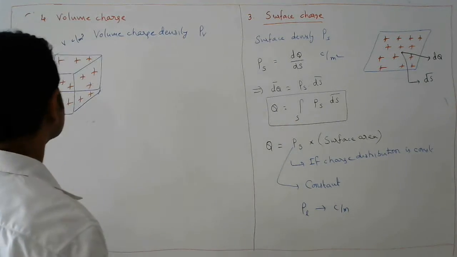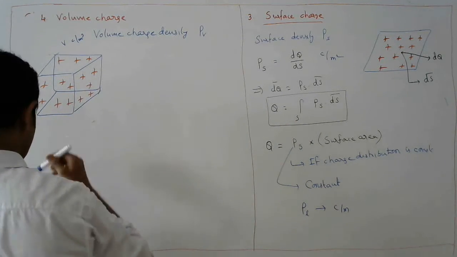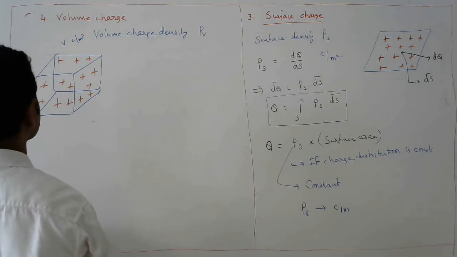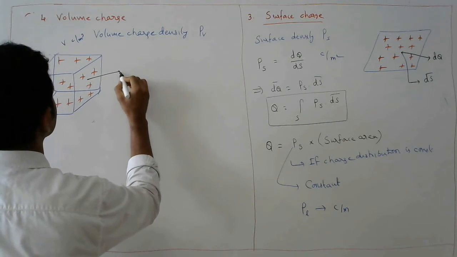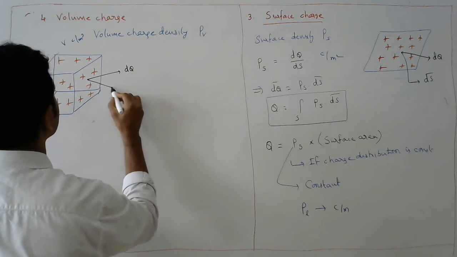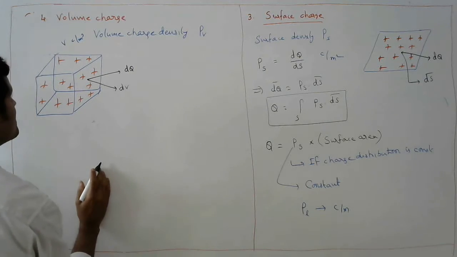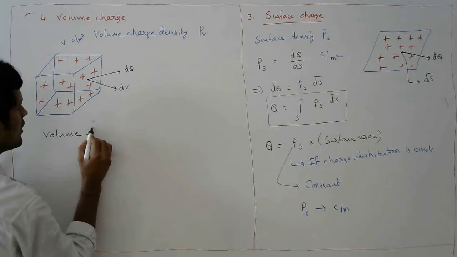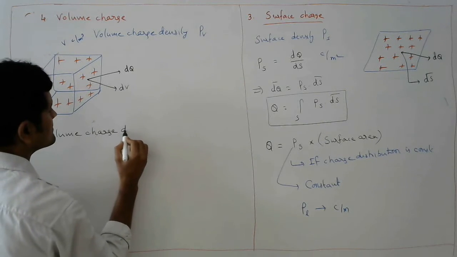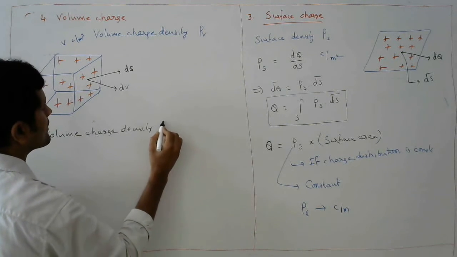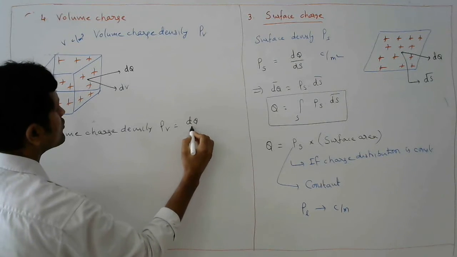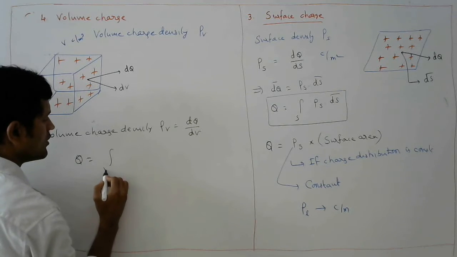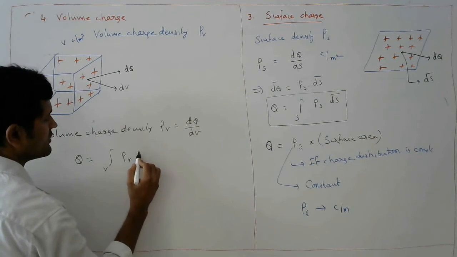Now here, for any particular point, the differential charge is denoted by letter dq. At that point the volume is dV. Now we define volume charge density as rho v is equal to dq by dV. So from this, q is equal to volume integration of rho v into dV.